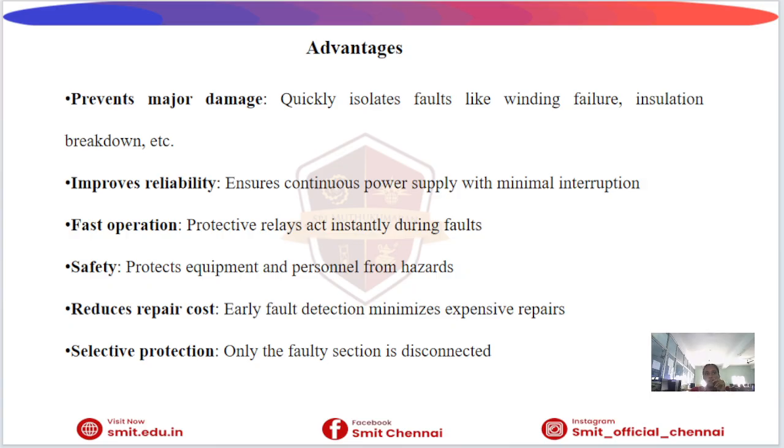Advantages: protection prevents major damage to transformers. It quickly isolates faults like winding failure, insulation breakdown, etc. It improves system reliability and safety. It ensures continuous power supply with minimum interruptions. Fast operation reduces power interruptions, as protective relays act instantly during faults. It also improves system safety, protects equipment and personnel from hazards, reduces repair cost, and ensures selectivity: only the faulty section is disconnected.